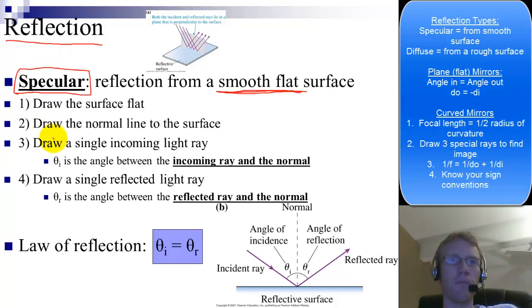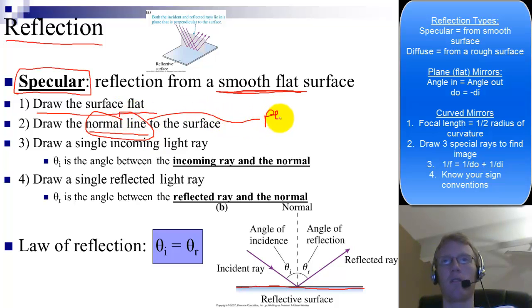And so the way that we draw this is you draw your surface as a flat object. It could be horizontal or vertical, doesn't matter, but here's our reflective surface in this picture. Then you draw the normal line. Remember, normal line means perpendicular. So it's a math and physics word, normal, that means perpendicular. Sorry. Oh, I can't spell.